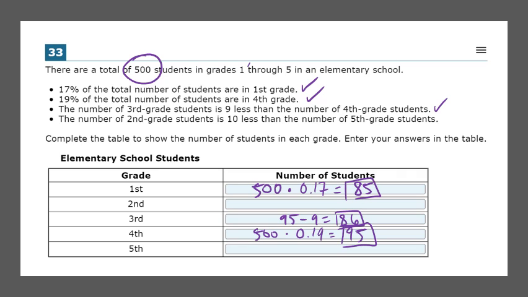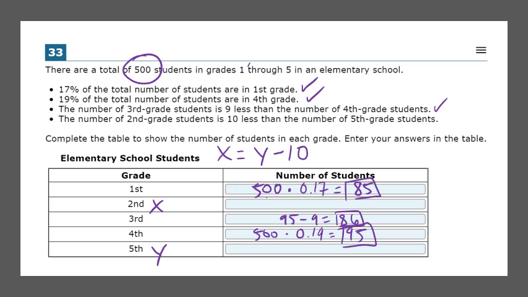So the number of second grade students, I'm going to assign the variable x, and the number of fifth grade students, I'm going to assign the variable y. So if I were to set up a statement that relates these two together, the number of second grade students, which is x, is equal to 10 less than the fifth grade students. So if I have the fifth grade students, I know that if I subtract 10 of them, it will be equal to the number of second grade students.